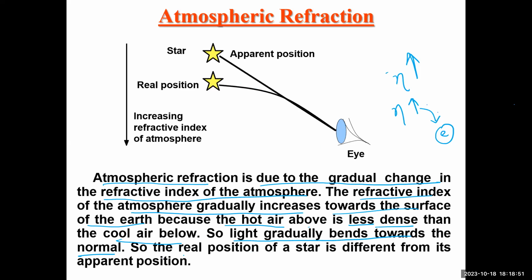So now listen carefully. The real position of the star is different from its apparent position. So see, if this is the real position of the star, this is called the apparent position. If the star is over here, whatever star we are seeing in the sky, that's not the real position. That is called the apparent position. The real position will be somewhere else. So when does it happen? Because of the increasing refractive index of the atmosphere. So atmospheric refraction happens because of the increasing refractive index of the atmosphere, and that increases towards the Earth's surface. I hope it's clear to you.